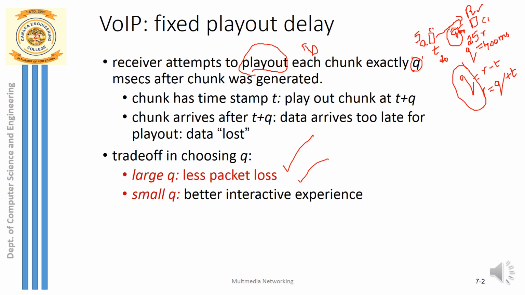If the value is very large, there are fewer chances of packets getting lost. Why? Because there is a lot of time for the packet to move through the routers and to reach the receiver end. So fewer packets may get lost there.